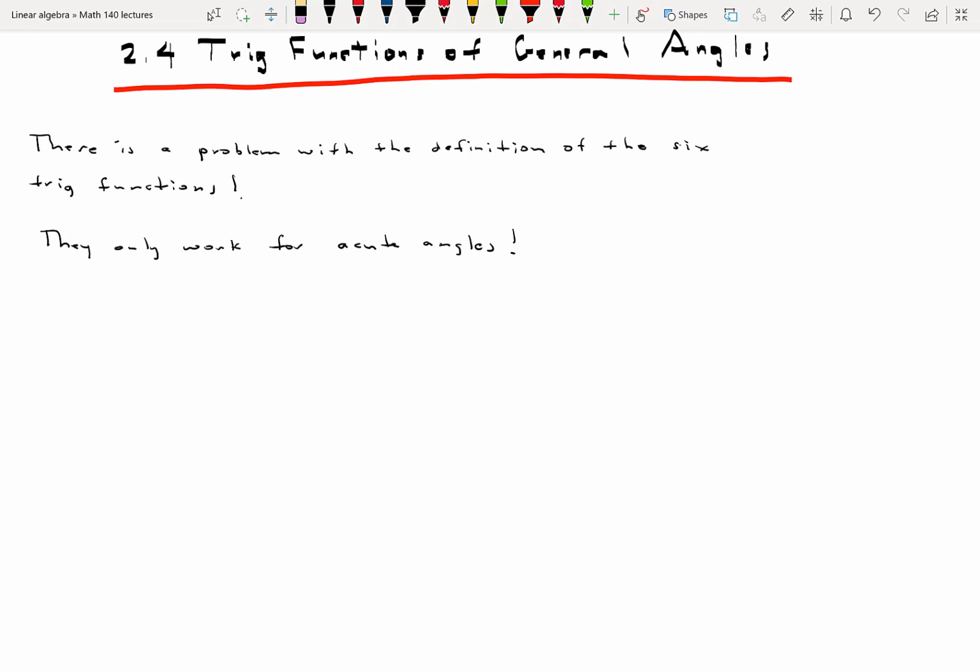This is another very large section in the book. It's probably one of the longest sections in our course. So let's get started with this monster section.